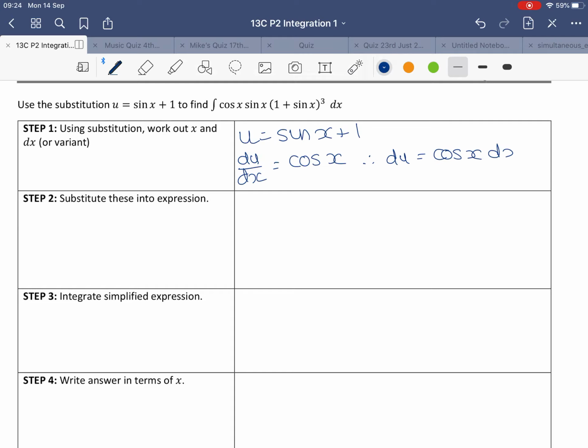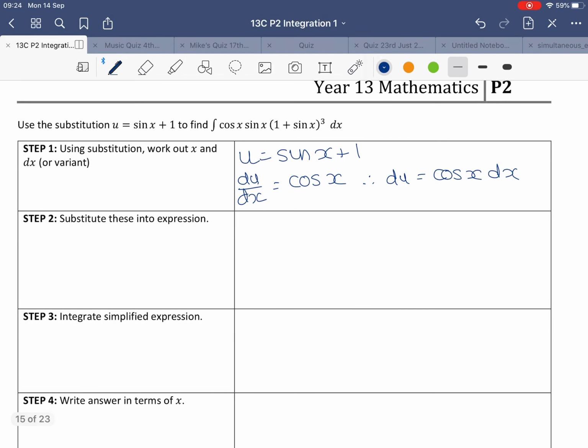So therefore du equals cos x dx. I'm going to leave that as cos x dx, because if you look back up here, that means that both of these get replaced with the du. That really helps me. The only thing I need now is a sine x. So I'm going to rearrange this to get sine x equals u minus 1. Now we're ready to substitute in.